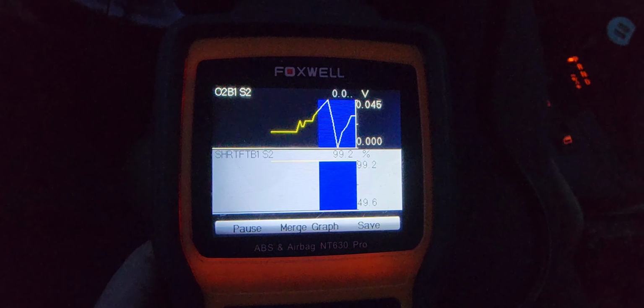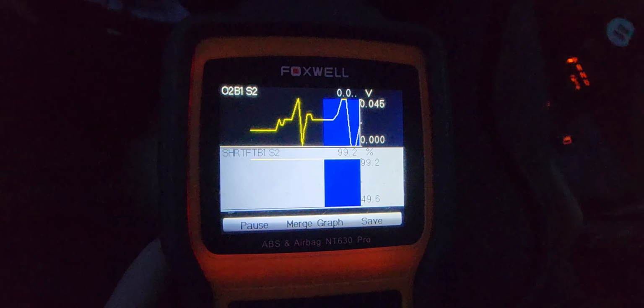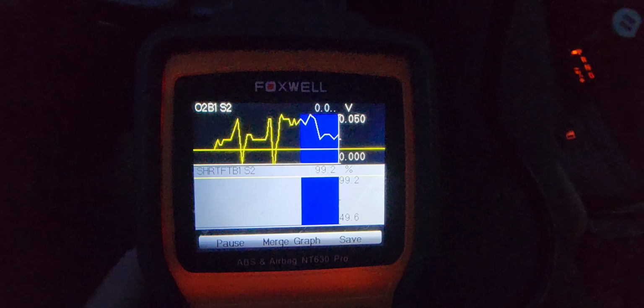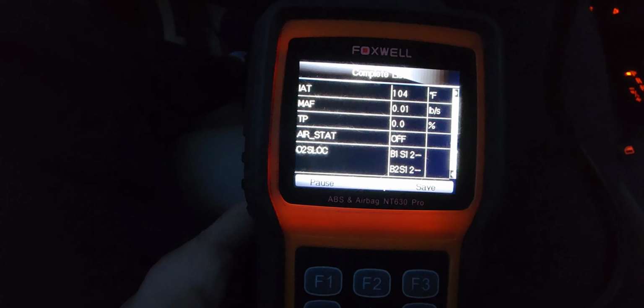So, O2 Bank1 sensor 2 is working, I believe. It's fine, but what's the second, the bottom one? What is that? Let's go back. Let's see what this is. Alright, this is O2, Bank2, sensor 2. We have Bank1 over here. This one's reading 15, and this one's reading 35. That's reading 20 now. Okay, so these two should be good, I guess.